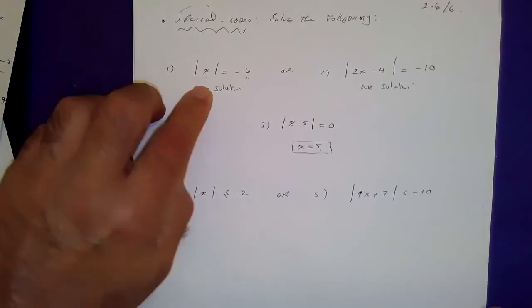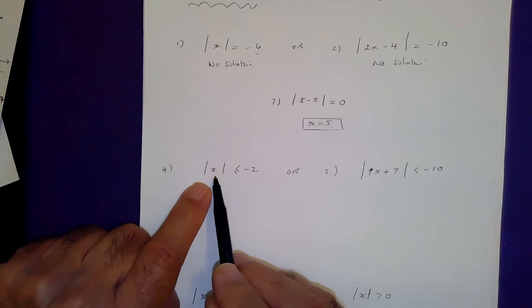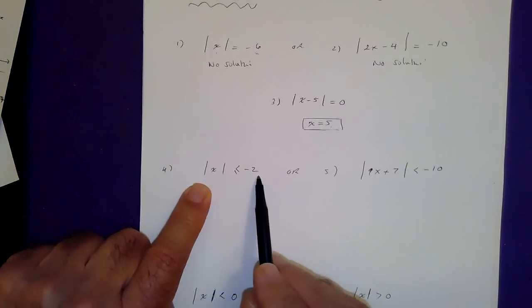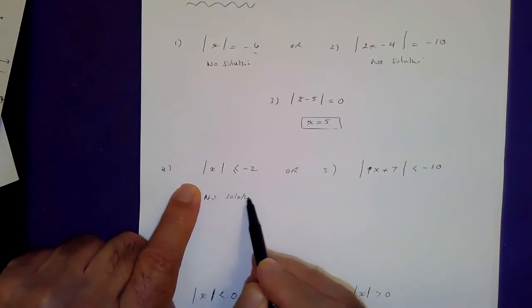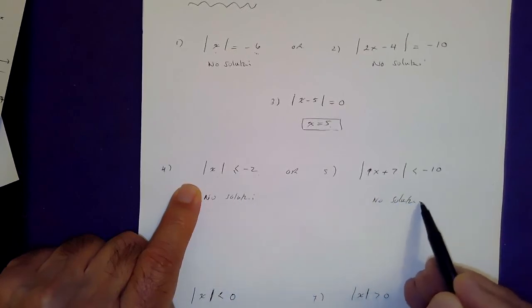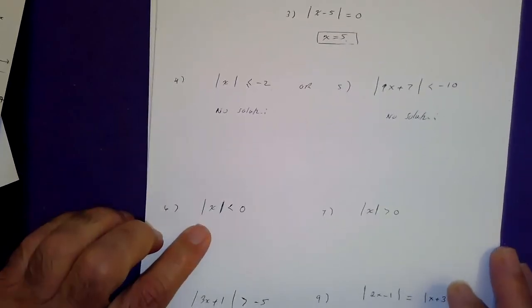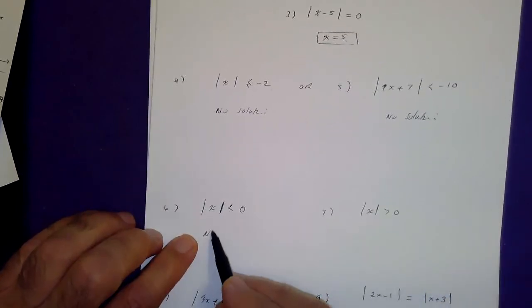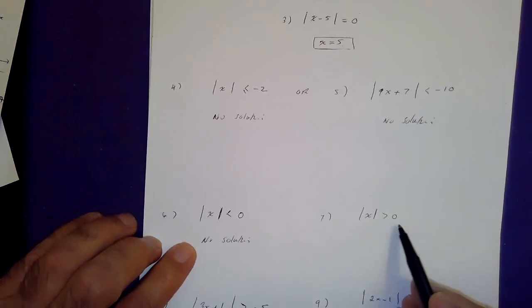Why? Absolute value measures distance. What about this guy? Can the absolute value of a number be less than or equal to a negative number? No. No solution. No solution, right? Because absolute value cannot be negative. Can the absolute value of a number be less than 0? No. No solution.